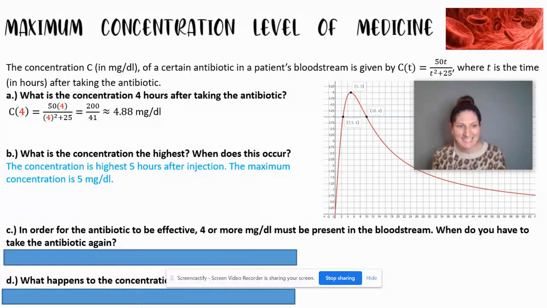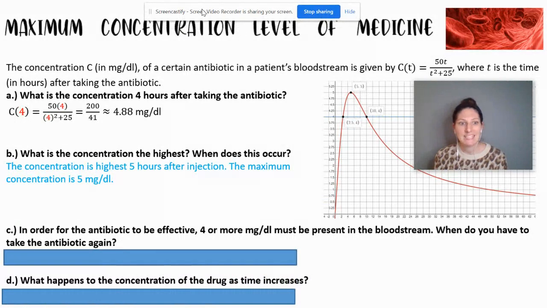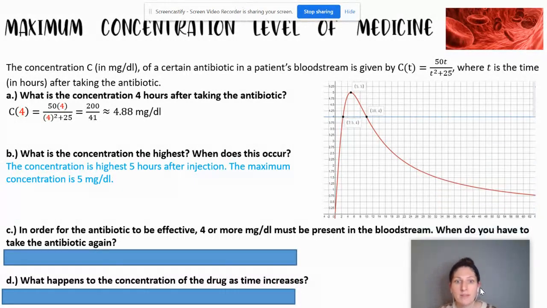For part C, I don't think you have a part D on your notes, but I'll just do it for fun. But you do have part C. It says, in order for the antibiotic to be effective, 4 or more milligrams per deciliter must be present in the bloodstream. When do you have to take the antibiotic again?